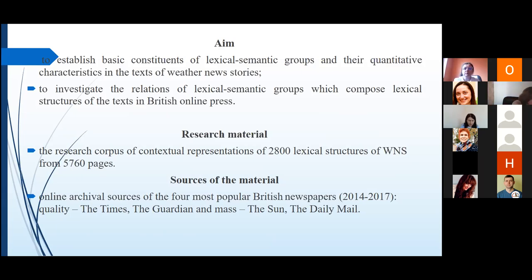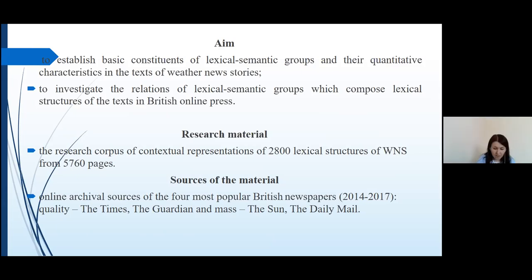The electronic newspapers that served as a source of material for linguistic research are the four most popular British newspapers, Quality: The Times, The Guardian, and Mass: The Sun, The Daily Mail. The overall search resulted in the compilation of the research corpus of contextual representations of 2,800 lexical structures of weather news stories from 5,760 pages. The study of the text is organized by a computer sampling of electronic versions of British newspapers by using keyword searches in the online archival sources of these newspapers.